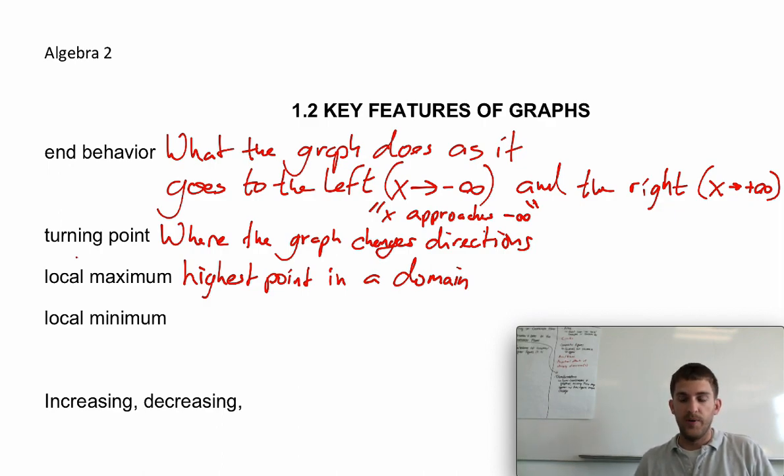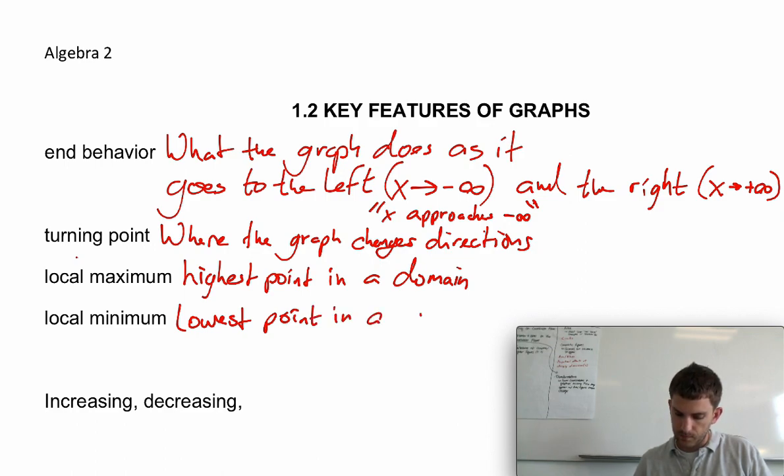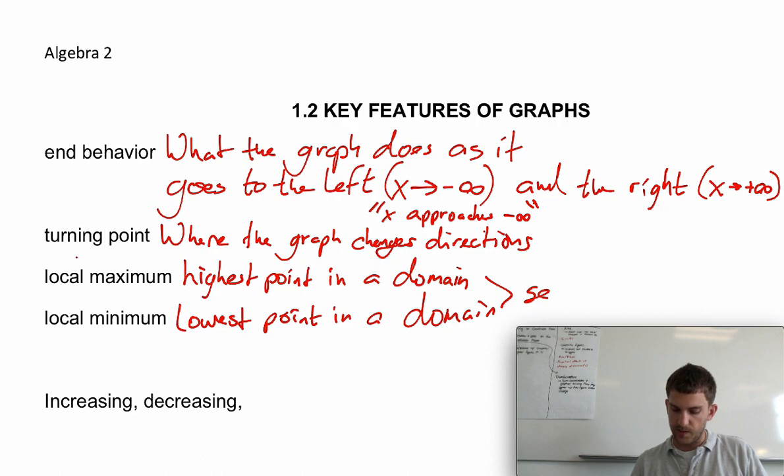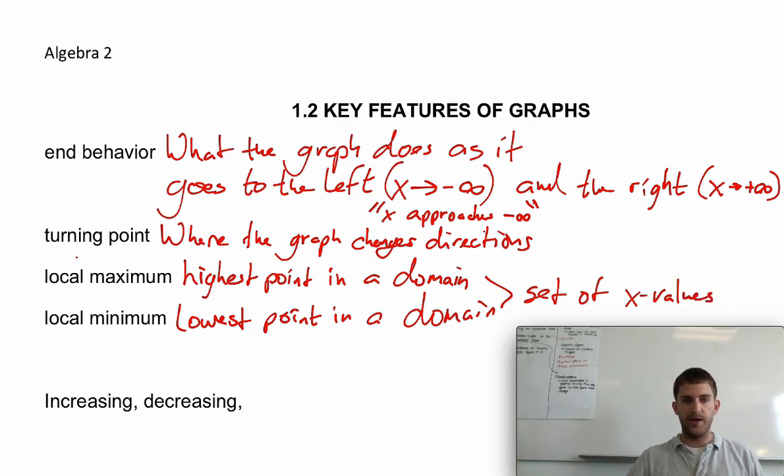Local minimum. Well, I bet you can't guess this. We're going to say it's the lowest point in a domain. So local max, highest point. Local min is the lowest point within a domain. And again, I'm going to just describe domain as a set of x values. So what's the highest point between x equals 0 and x equals 30? Something like that.